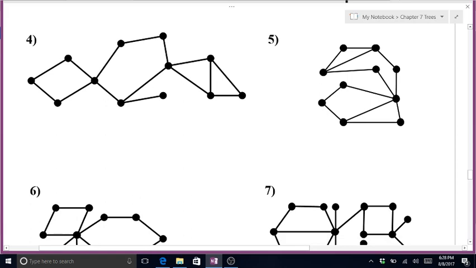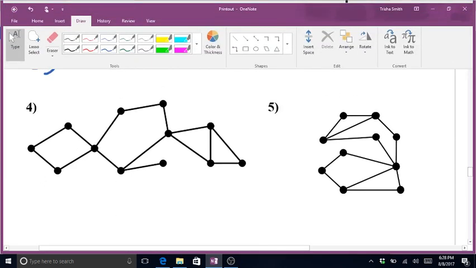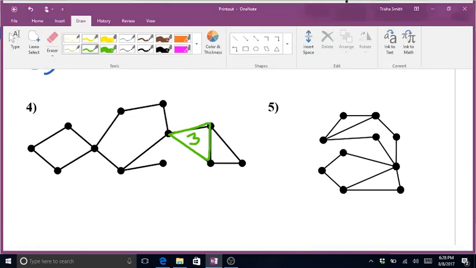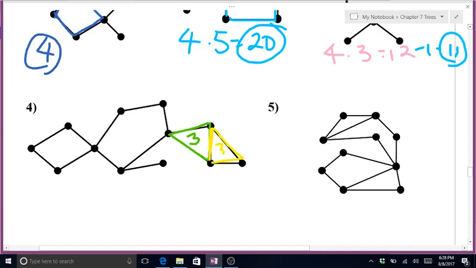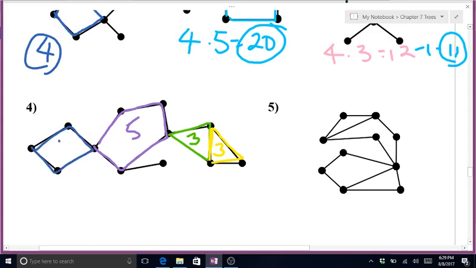Number 4. Now be careful. You want to find the circuits that share anything in common first, and then do those and then multiply the rest in. So, in this one, I've got this circuit of 3, this circuit of 3, this circuit of 5, and this circuit of 4. Now, 4 and 5 share a point in common, but not an edge, so that's okay. But these two over here, they share this line in common. So we need to do these first.